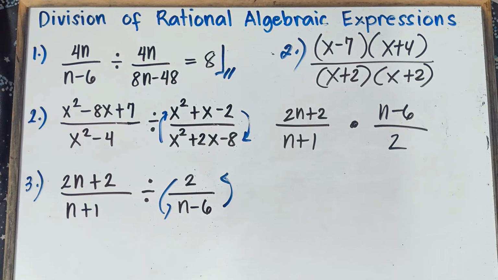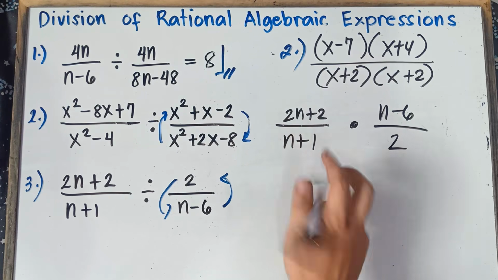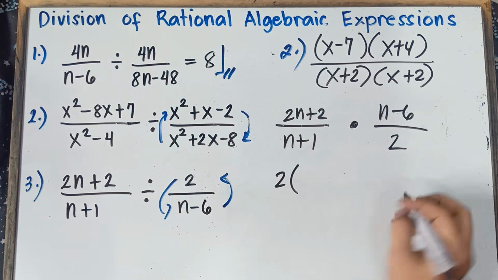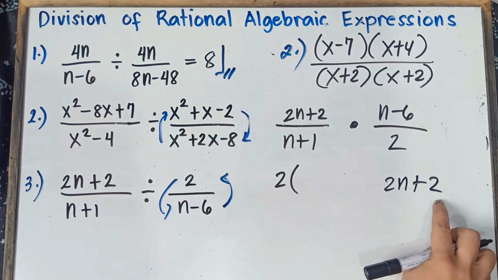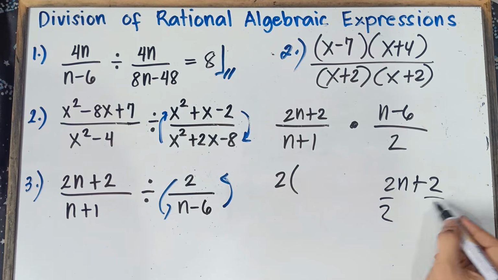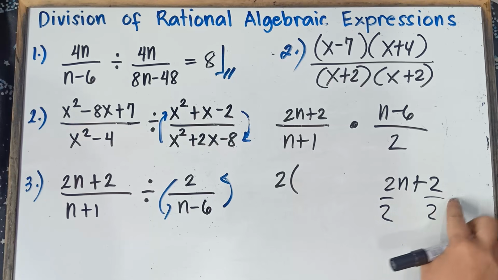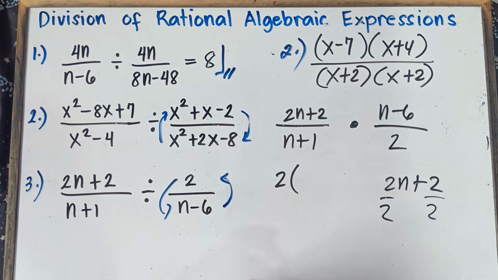2n plus 2? Yup, we can factor this out by 2. Once again, 2n plus 2, we can factor this out by 2, because we can divide 2n by 2, and we can also divide 2 by 2. For the variable, class, we cannot factor it out because this 2 doesn't contain any letter. So we can only factor out the number, that would be 2.